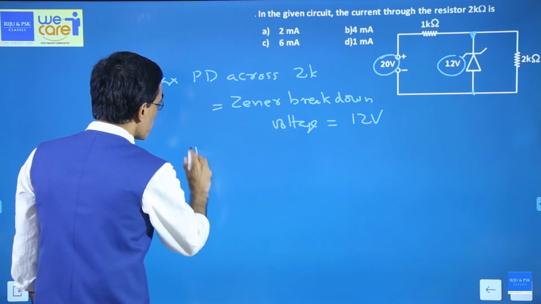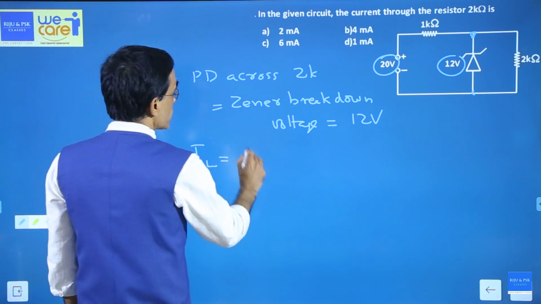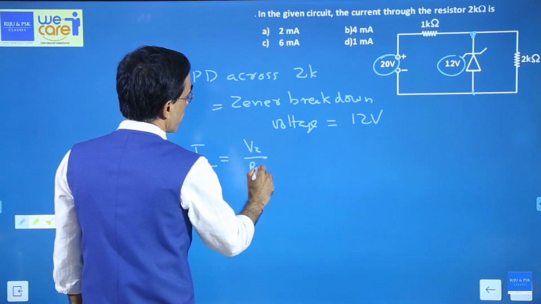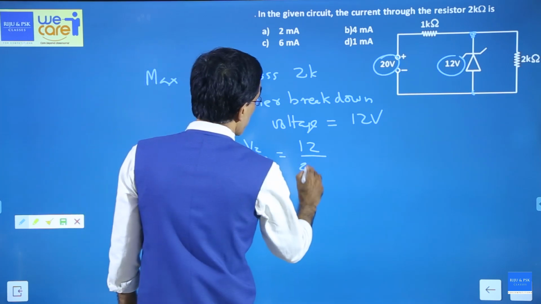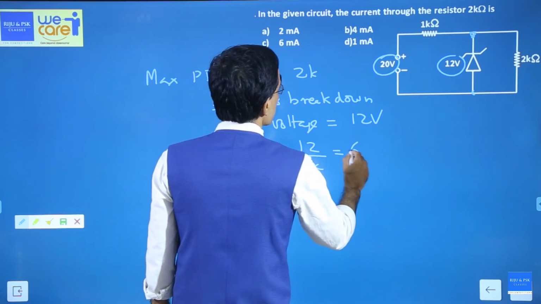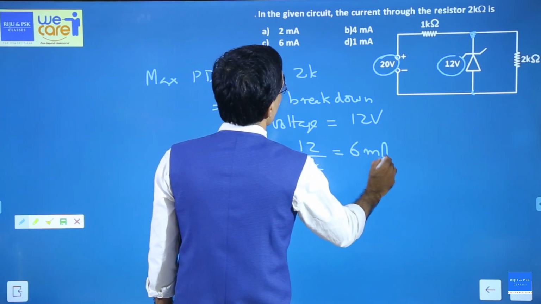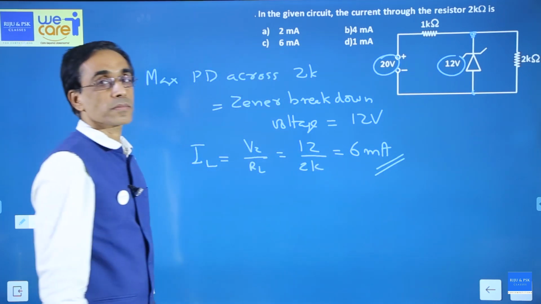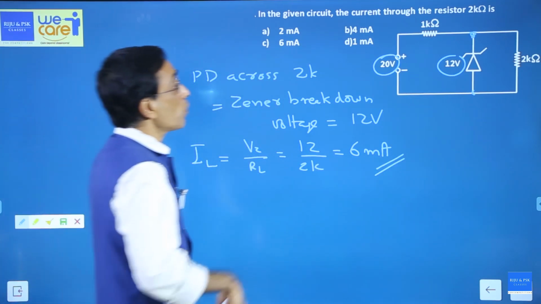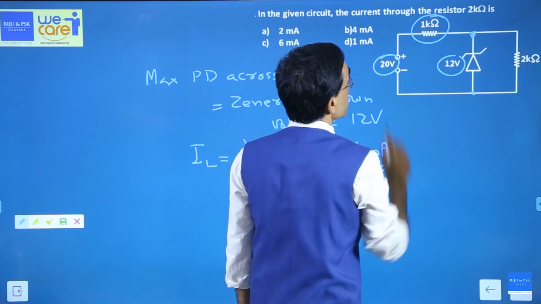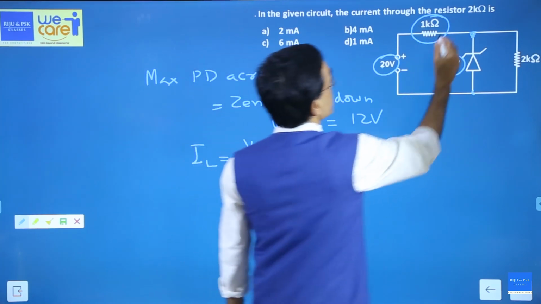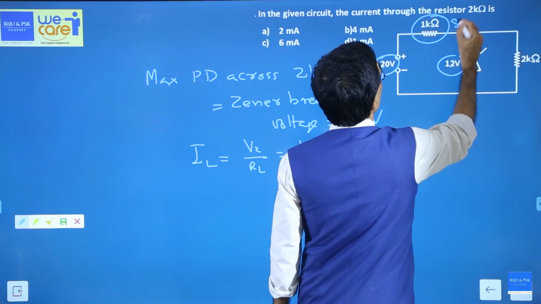So what is the current through the load RL? That is VZ by RL, which is 12 divided by, what is the resistance? That is 2K. So this is giving you 6 milliampere. Okay, what is the voltage here? Very simple, 20 minus 12, that is the voltage here. This voltage will become 20 minus 12, 8 volt.